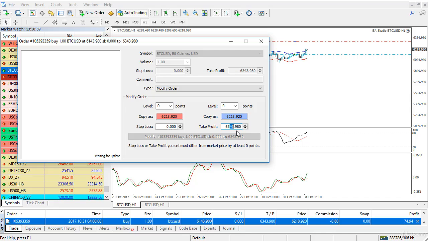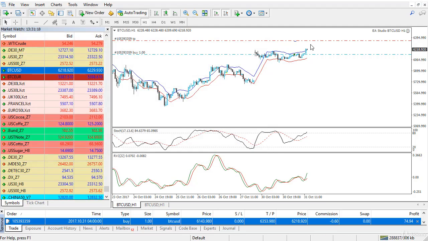So let me just put another $10 here, so it will be 53. Let me do it one more time. So I need to put 6353, okay, without the 4. This way I will modify it and the take profit will be another $10 higher, as you can see, exactly at 210.